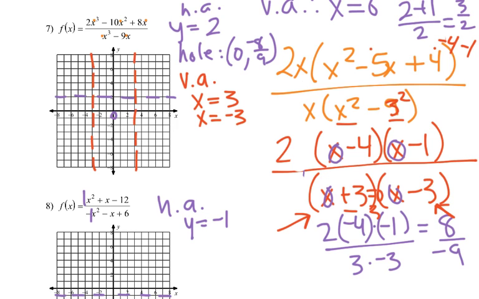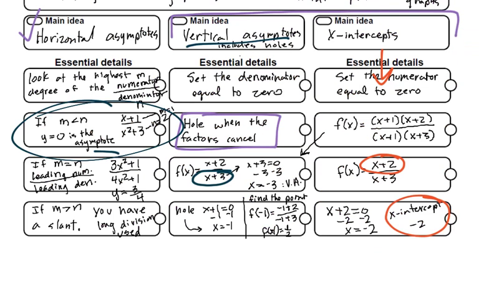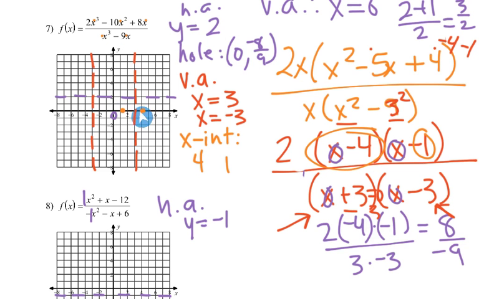Then we're solving for x-intercepts, so x minus 4 and x minus 1, so we'd have an x-intercept at positive 4 and a positive 1. So here's how this one's going to go. Because of this x-intercept, we're going to start like this.